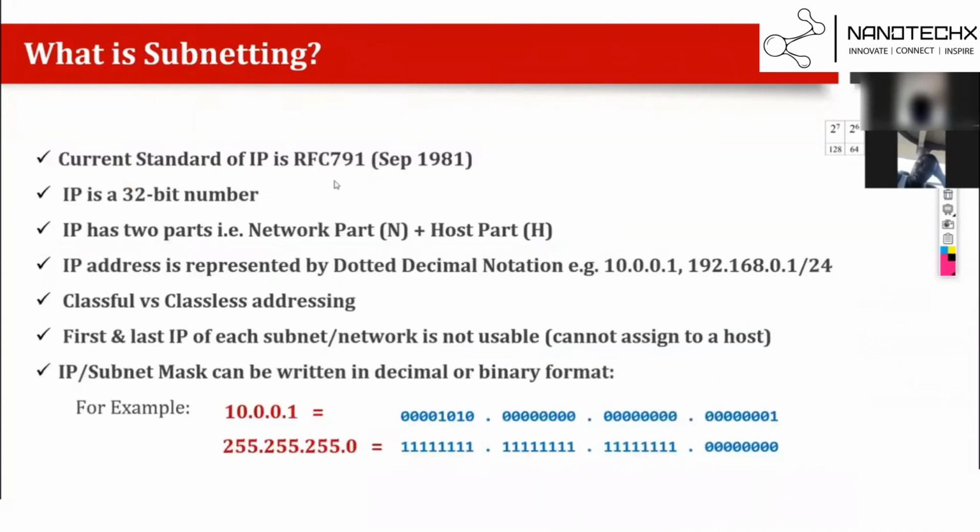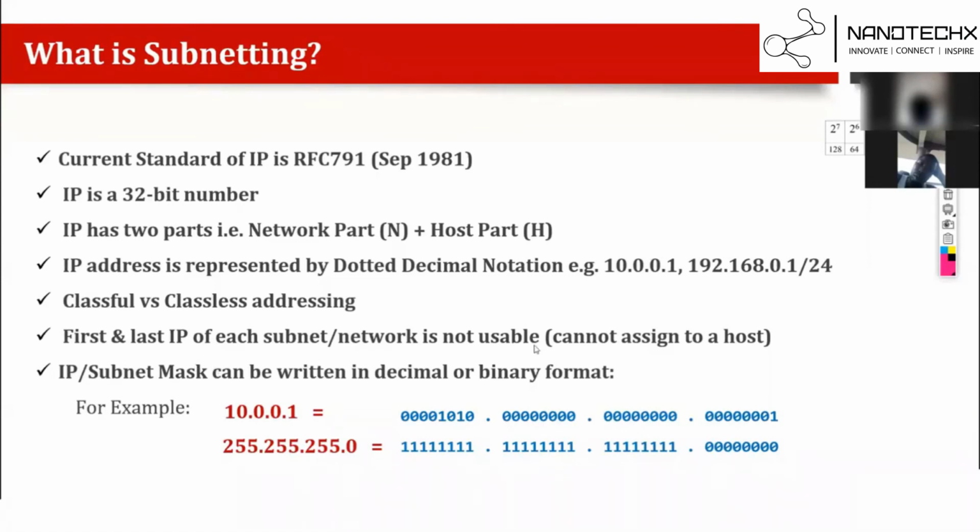Then the current standard of IP is RFC 791. I would suggest that you study this one in detail. IP is a 32-bit number. It has 2 parts, which are the network portion and the host portion. It is represented by dotted decimal notation. If an IP address is found with the original default subnet mask, it is called classful. If it is found with any other subnet mask, it is called classless.